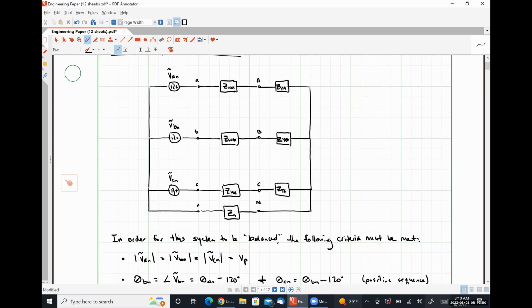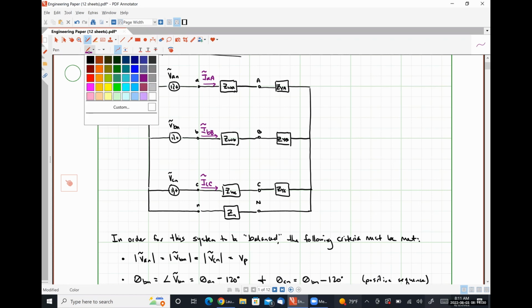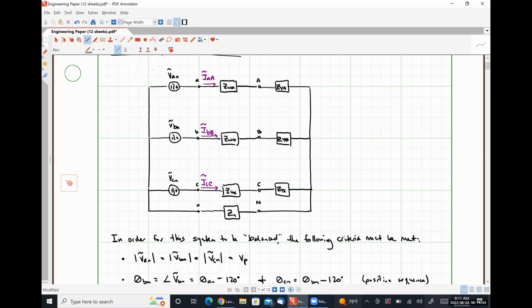I'm going to define our line currents on our schematic here. So we'll have a line current IaA, lowercase a uppercase A, because it's flowing from terminal lowercase a to terminal uppercase A. We'll have a line current IbB, and we'll have a line current IcC. I'm going to define one more down here, which I wouldn't fully consider to be a line current, and I'll explain why a little bit later. And I'm going to call this guy InN. I'm lumping it in with the line currents right now because it is the current flowing through the neutral conductor portion of our transmission line node.